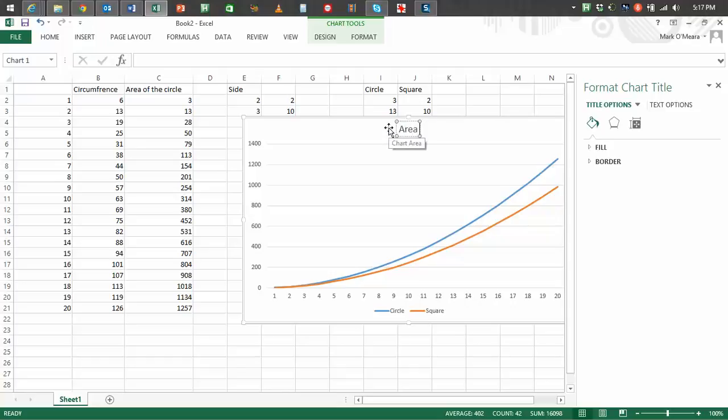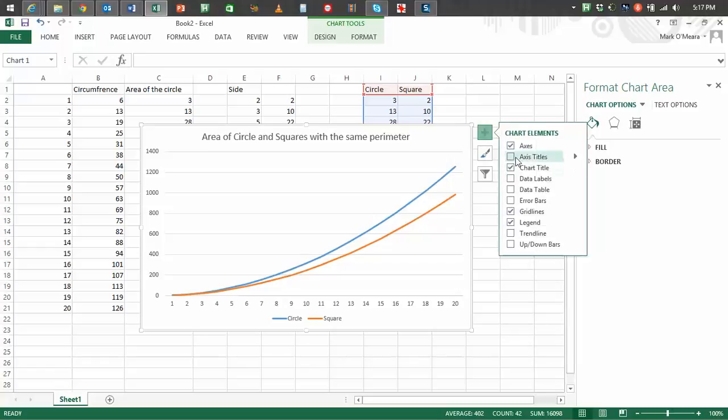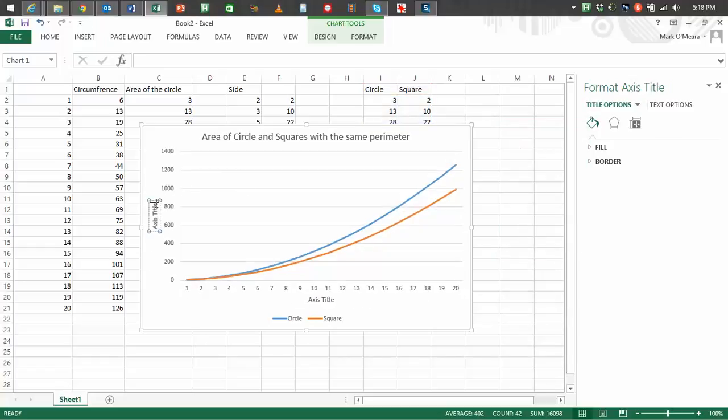Area of circle and squares with the same perimeter. So on this side, if I were to label it, which I probably should just to be diligent, this is in fact unit squared, and this is fence length.